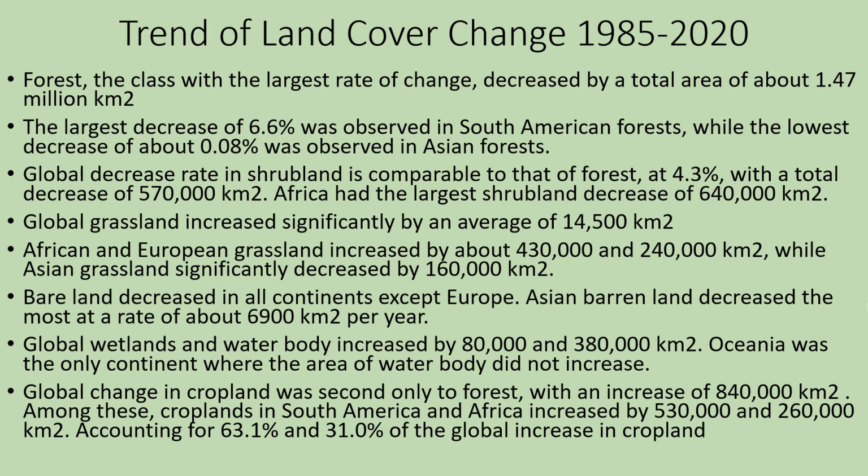Down here towards the bottom, we actually had global wetlands and water body increase of 80,000 and 380,000 kilometers squared. Oceania was the only continent where the area of water body did not increase. Global change in croplands was second only to forests with an increase of 840,000 kilometers squared. Among these, croplands in South America and Africa increased by 530,000 and 260,000 kilometers squared, accounting for 63.1% and 31% of the global increase in croplands. The rest you can read, and we'll move on to the next one.